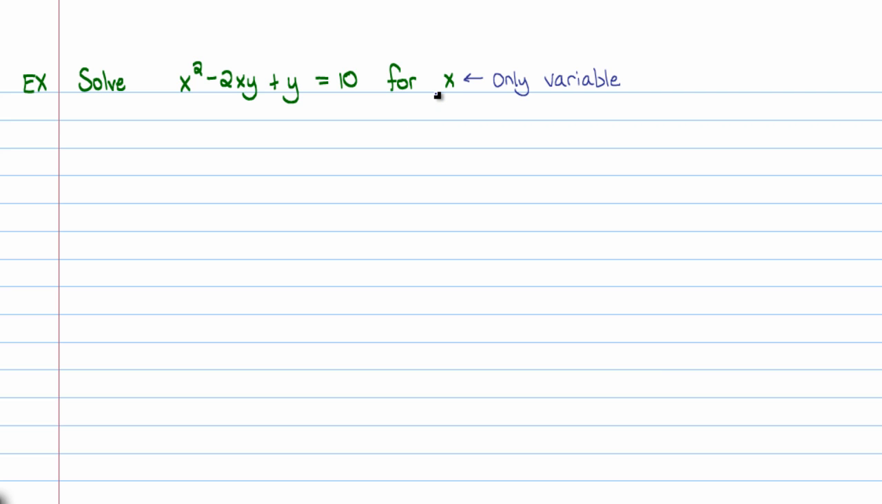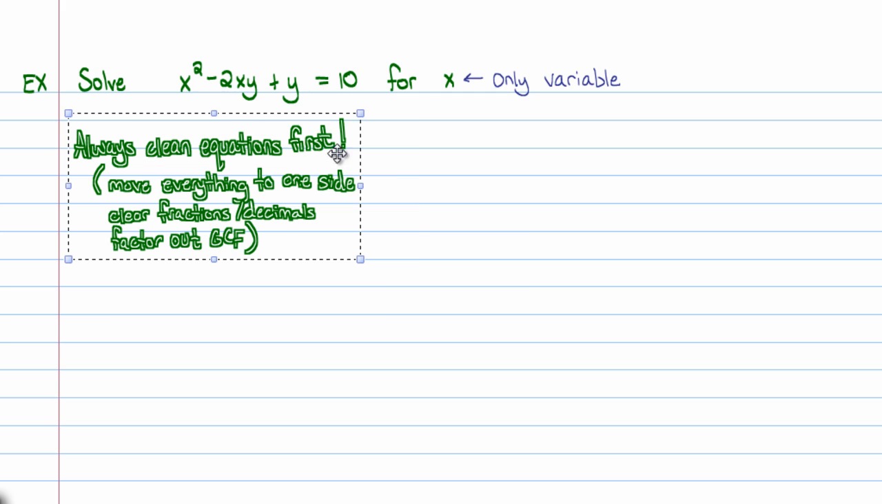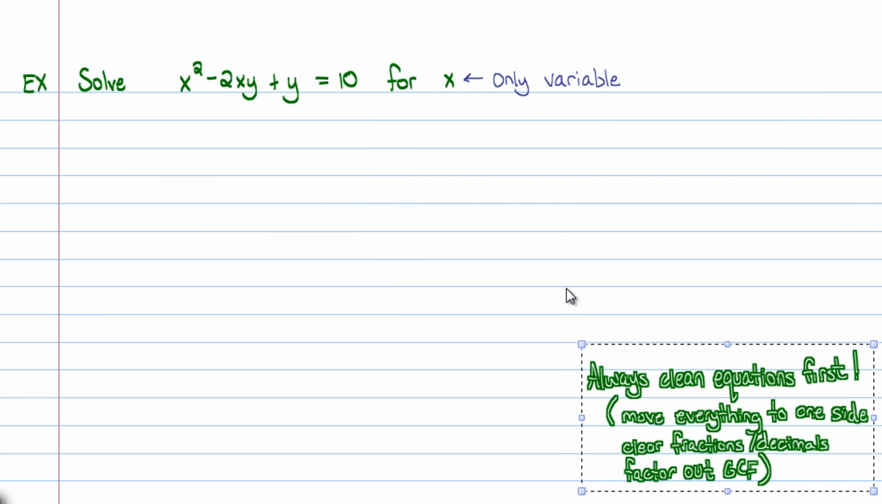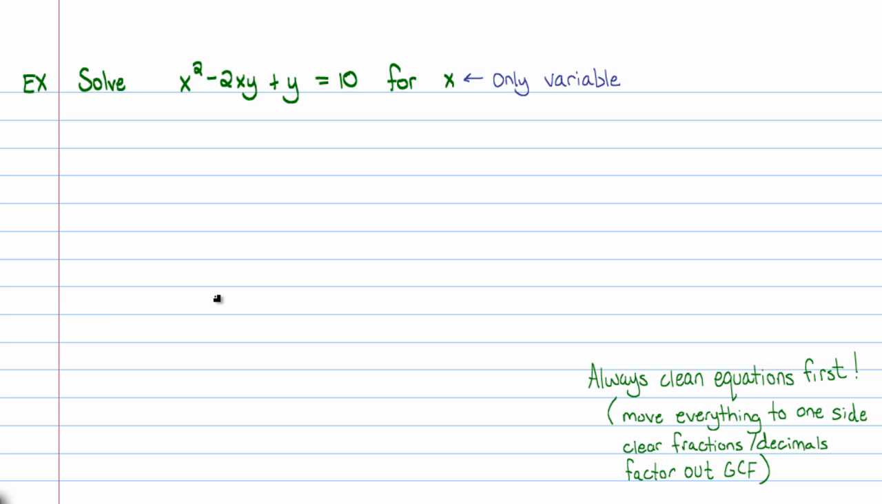So recall what I said earlier, which was this little list of items I'm going to go ahead and write down here. Always clean equations first. So that means move everything to one side, clear fractions or decimals, and factor out any common factors. In this case, I can at least subtract 10 from both sides. So I get x squared minus 2xy plus y minus 10 is equal to 0.